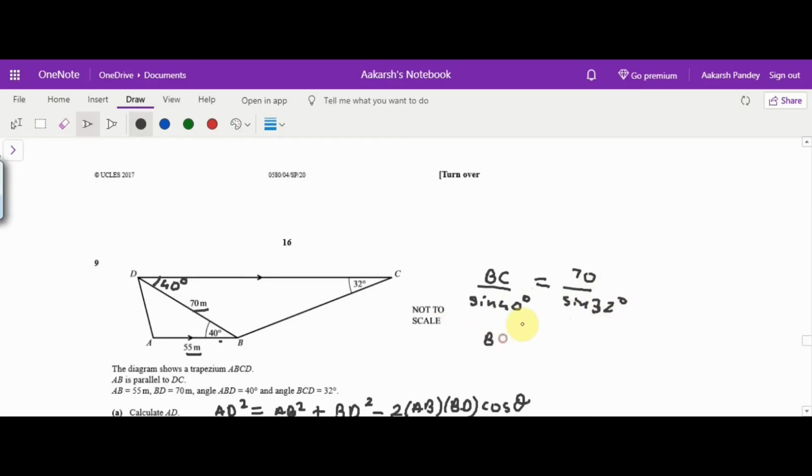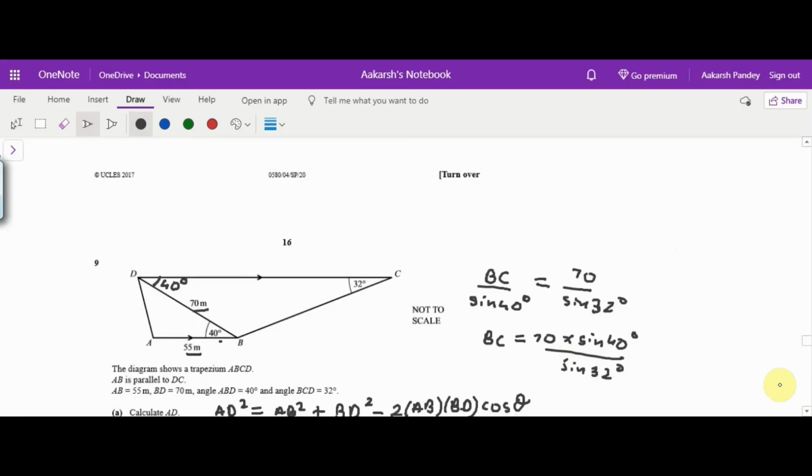Now BC is 70 times sine 40 degrees by sine 32 degrees. Also make sure that when you're inputting these values, they are put as degrees and not radians.